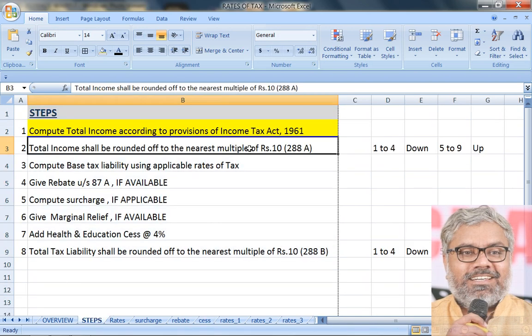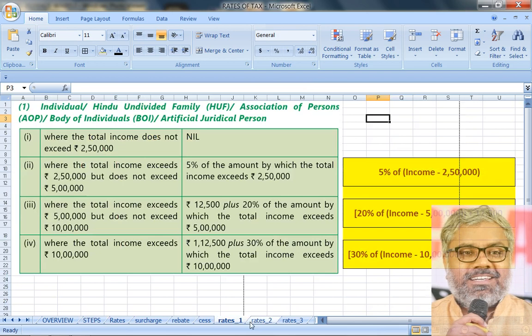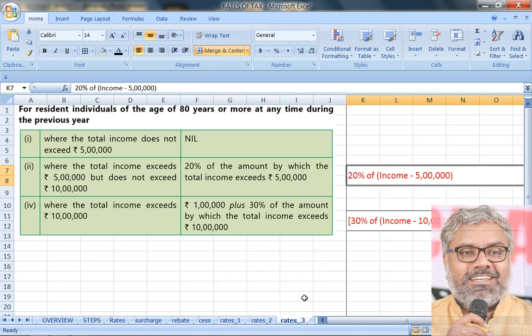Of course, however, you have to remember two steps always. One, before starting the calculation of base tax, we should round the total income to the nearest multiple of 10 under section 288A, and after adding the cess, which is giving us the tax payable finally, that tax payable also has to be rounded off to the nearest multiple of 10 under section 288B. These are all the points which we discussed in the earlier sessions, and we applied them also in solving some of the questions.